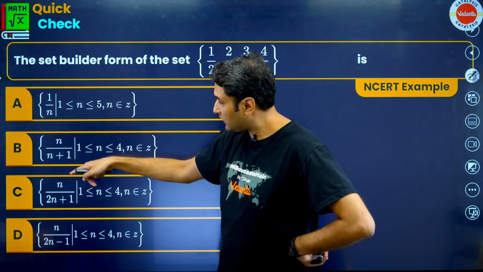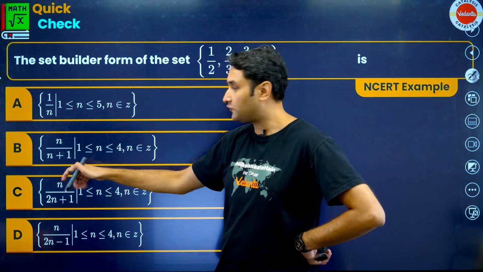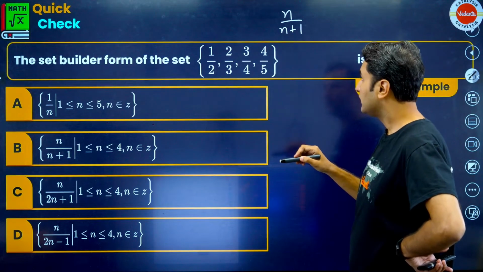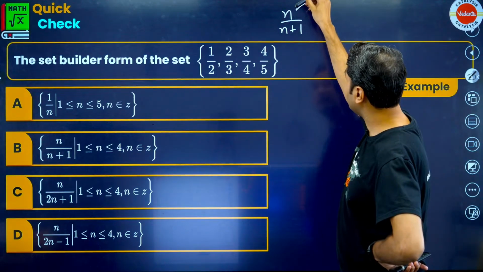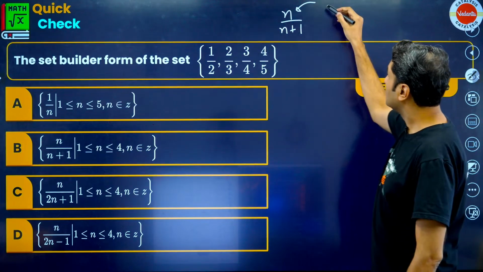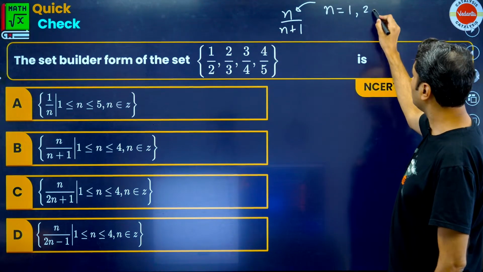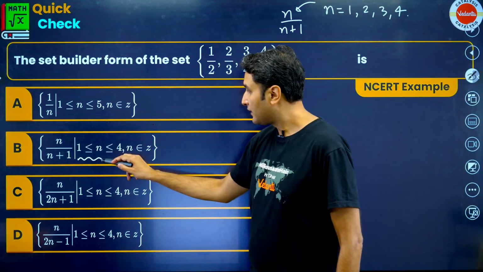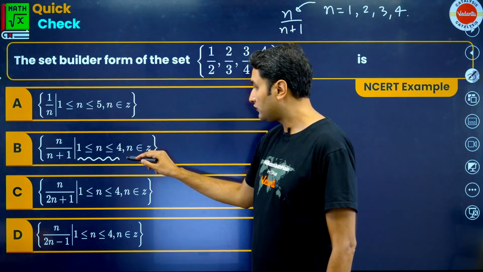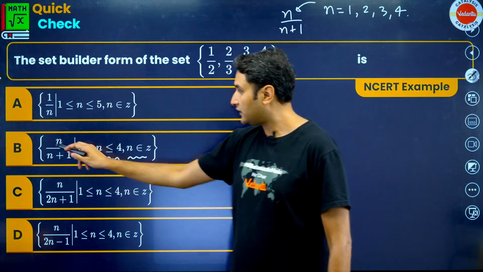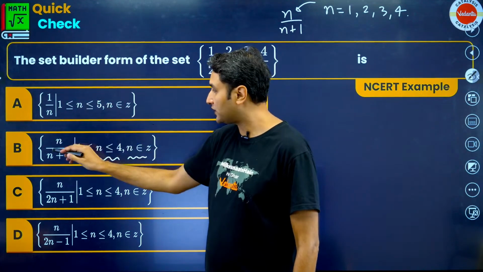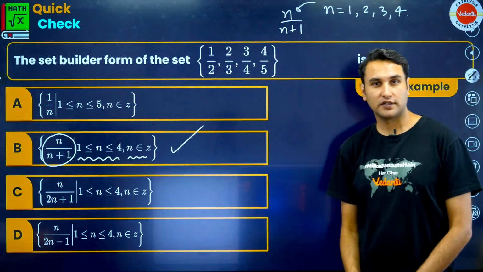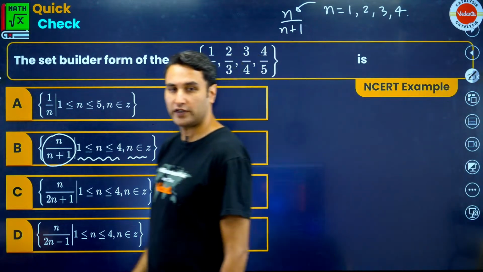So do you see the format is n upon n plus 1, and the values of n which can enter inside: here the value of n is 1, so n can be 1, it can be 2, it can be 3, it can be 4. So I can write that as n lies between 1 and 4, where n is an integer, and it is the set of all n upon n plus 1. Correct? This satisfies it. The answer is B. Got it? Clear all of you? So let's move ahead.